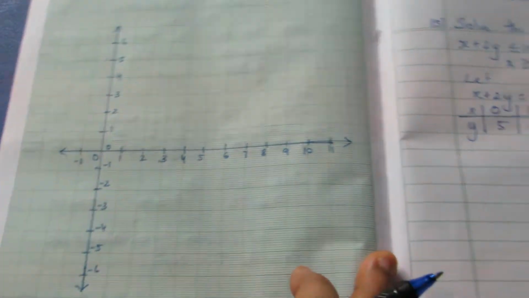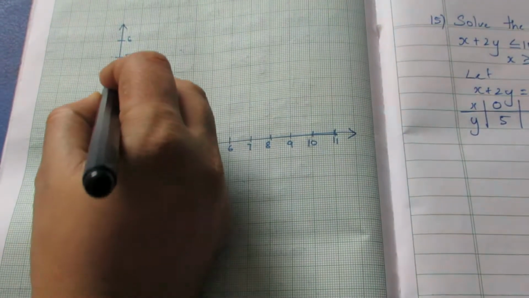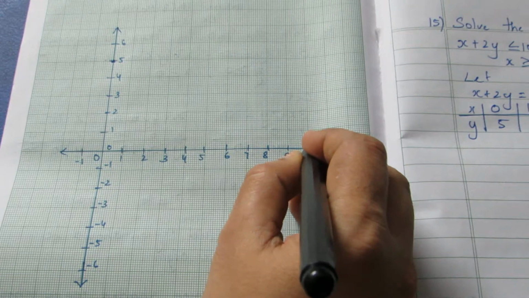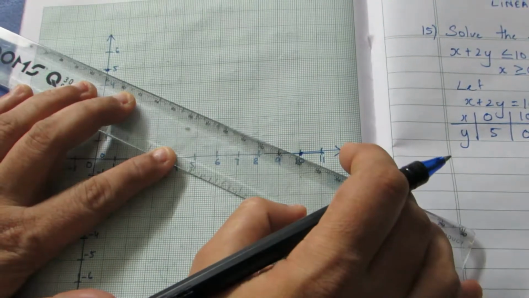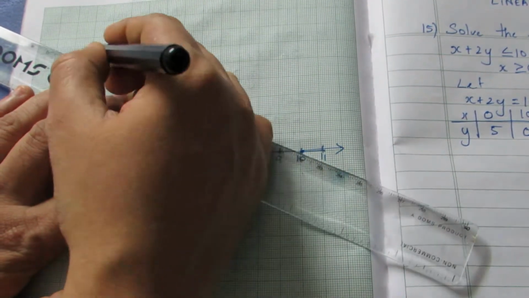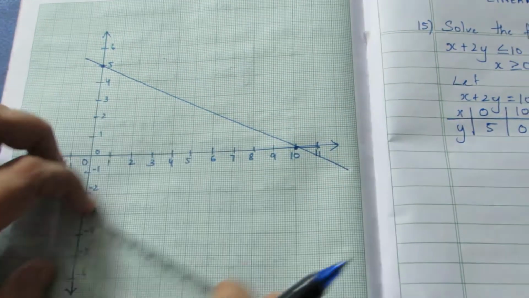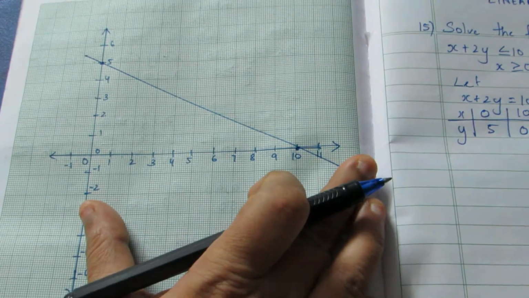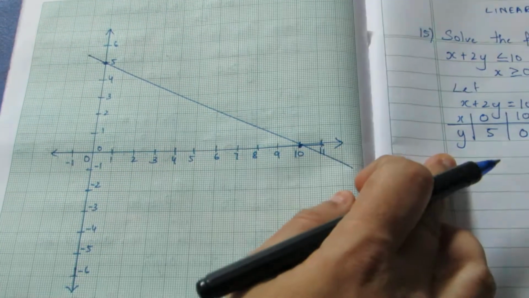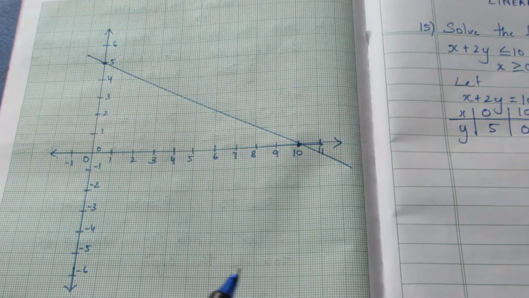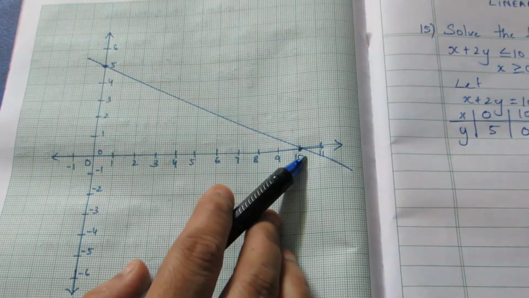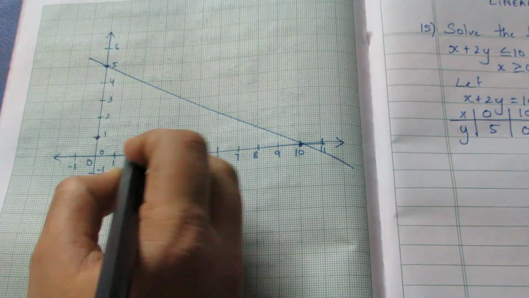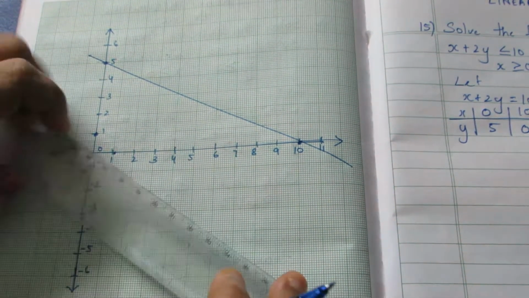Mark the points over here, 0, 5, then 10, 0. Join it. I have drawn the graph accordingly so that all the points are there. So I have brought my graph a little bit this side. On the right hand side it's bigger because the numbers are huge. We can mark it easily. So this is my first graph. My second graph will be 0, 1 and 1, 0. So this is my second graph.